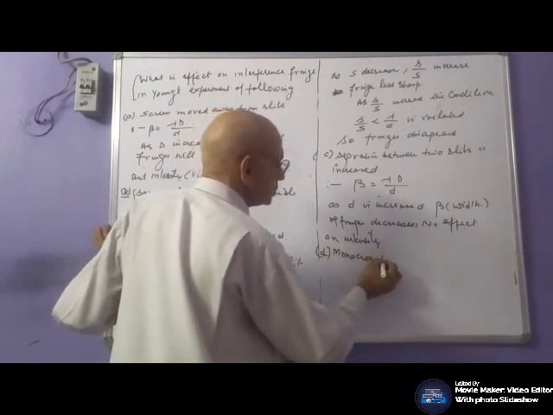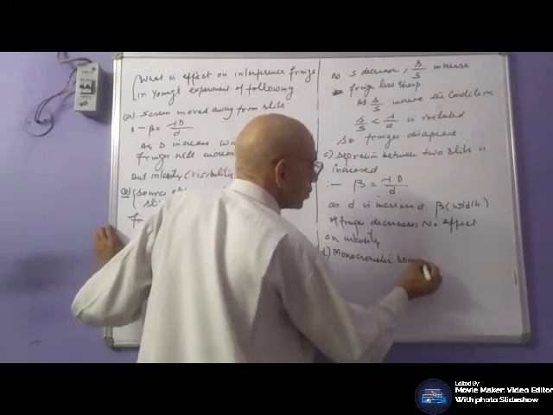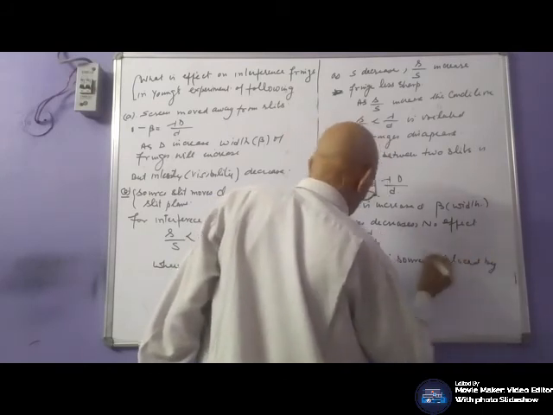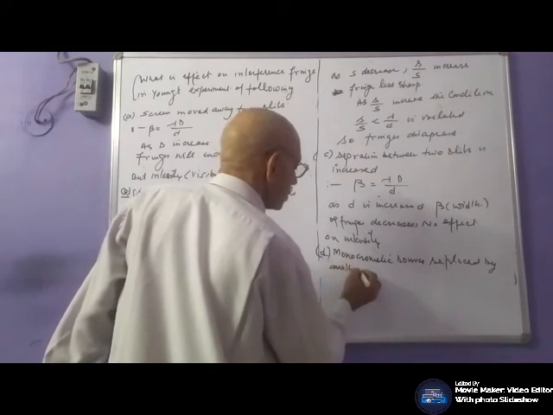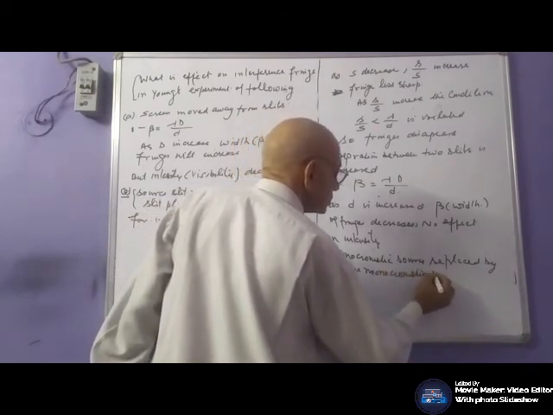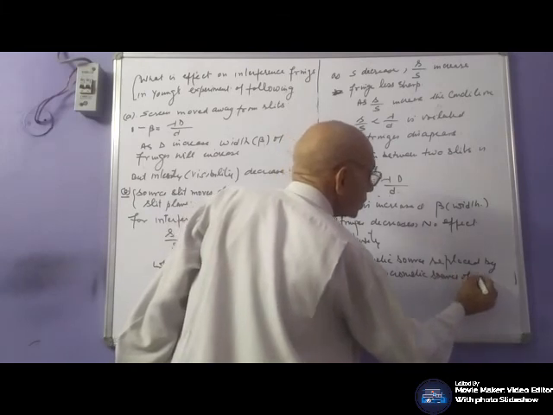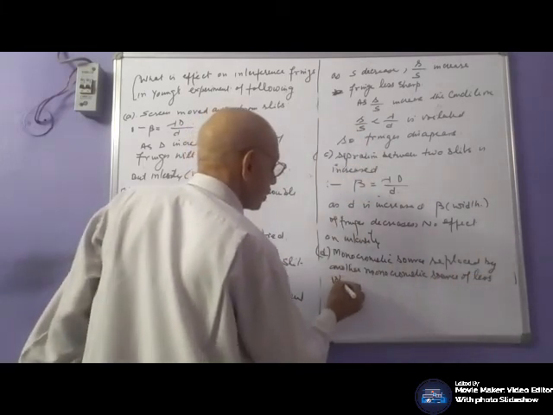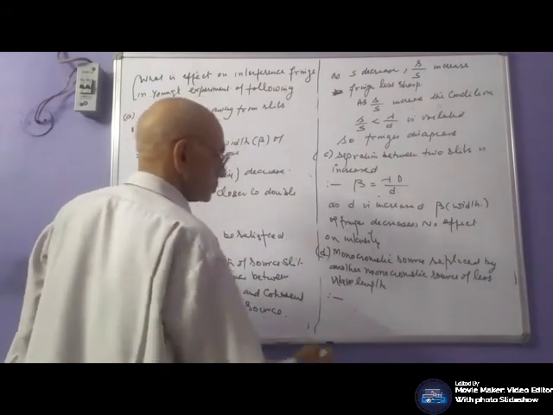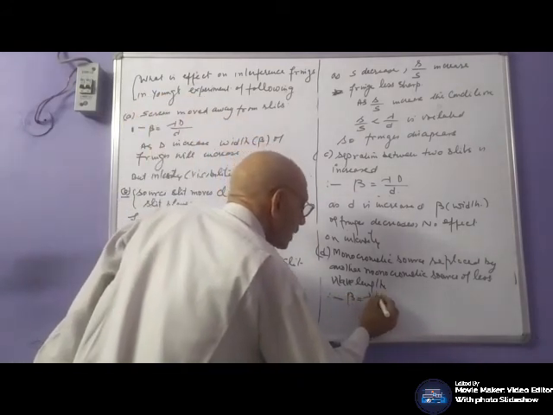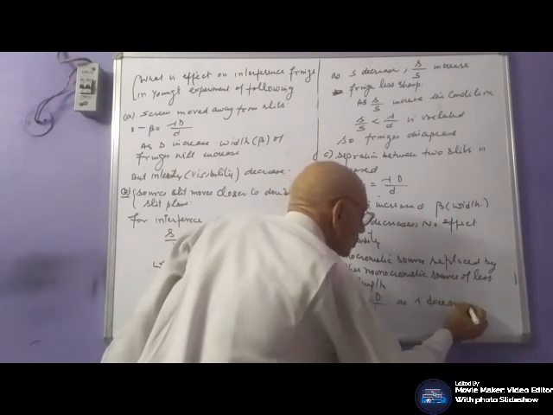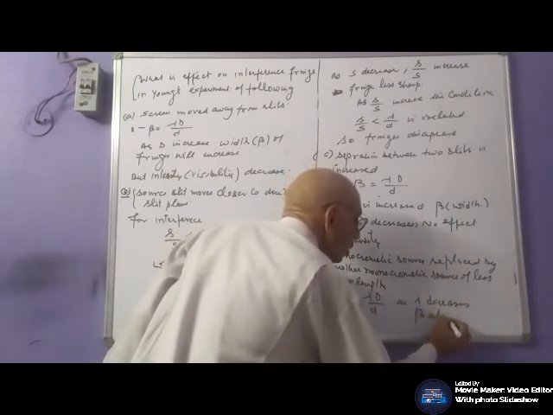Monochromatic source replaced by another monochromatic source of less wavelength. Beta equals lambda D by d. As lambda decreases, beta also decreases.